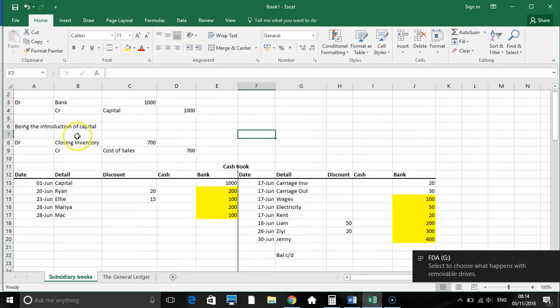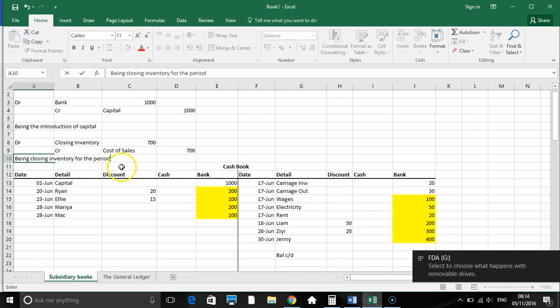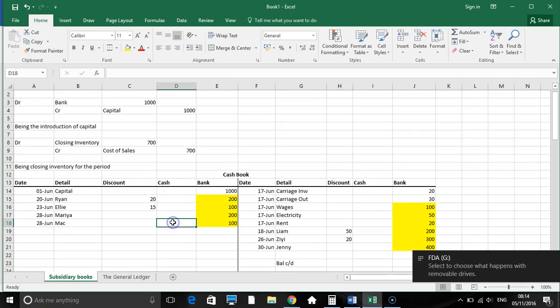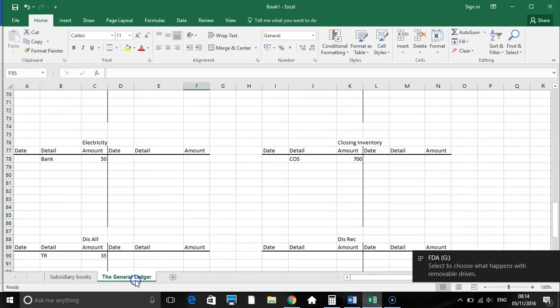Yes, and that's what we're saying. Being closing inventory for the period. Right, so there we are. So we have now transferred, well, we've got all the information in there.